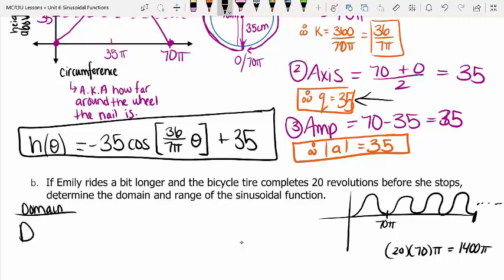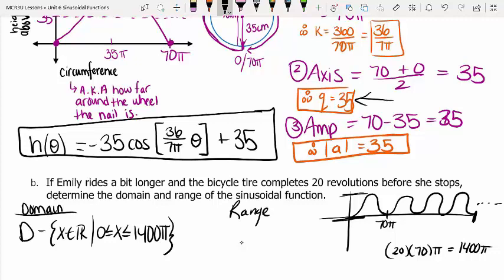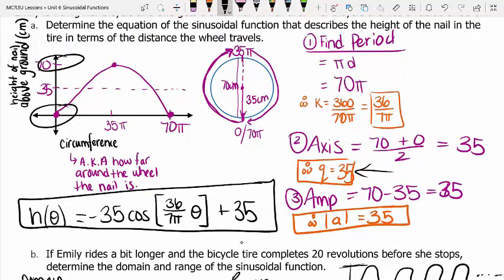So that means our domain is x is an element of the reals such that x is greater than or equal to 0 but less than or equal to 1,400 pi. For our range, it does not change. The range of one cycle is going to be the same as the range for 20 cycles. So the range is y is an element of the real numbers such that y is greater than 0 but less than or equal to 70. I just got those values from this graph.